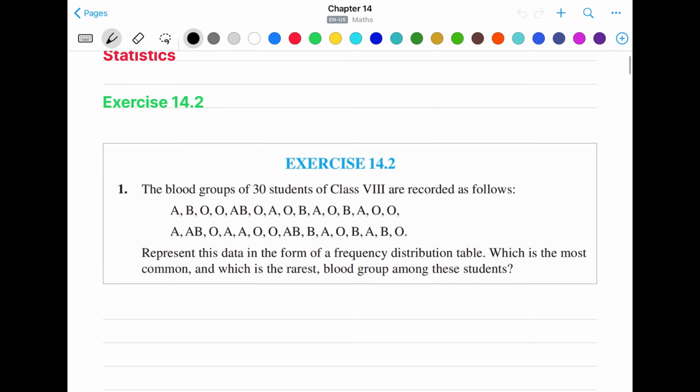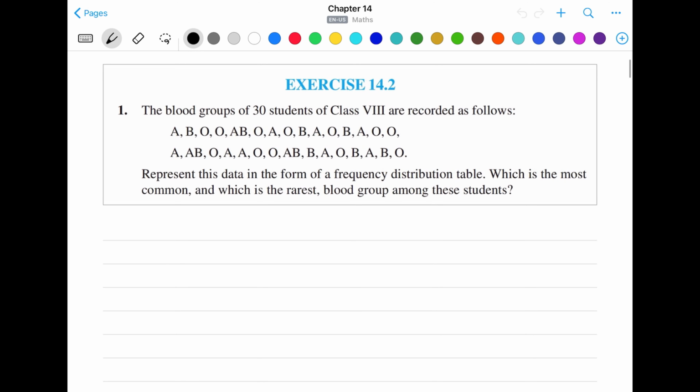The question number 1 here is, the blood group of 30 students of class 8 are recorded as follows. Okay, we have recorded the blood groups of 30 students of a class, which is given as A, B, O, A, B, O, A, O, B, and so on till here. You are asked to represent this data in the form of a frequency distribution table. So we have to write this in the form of a frequency distribution table.